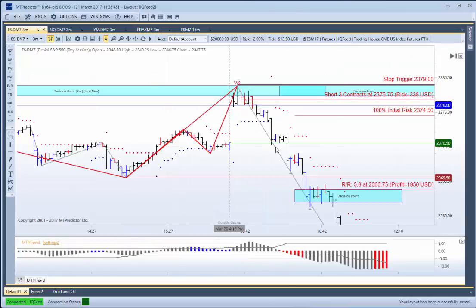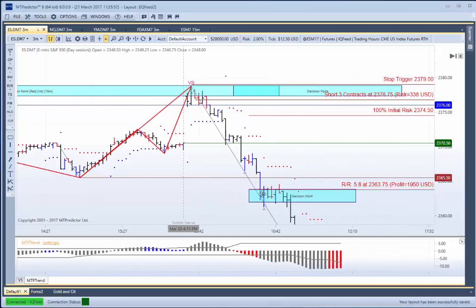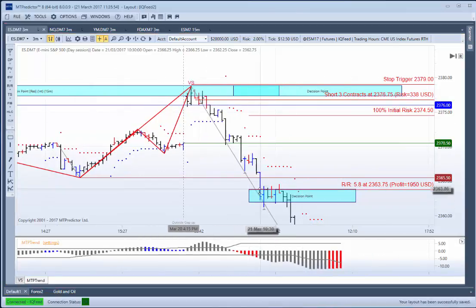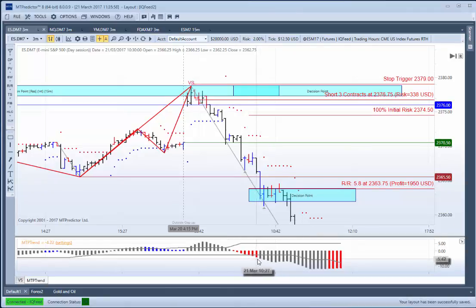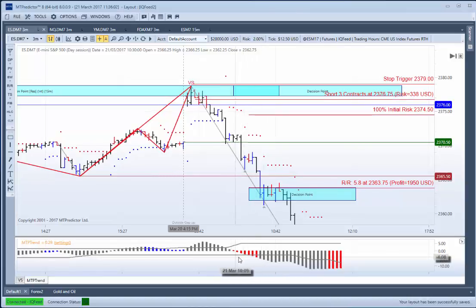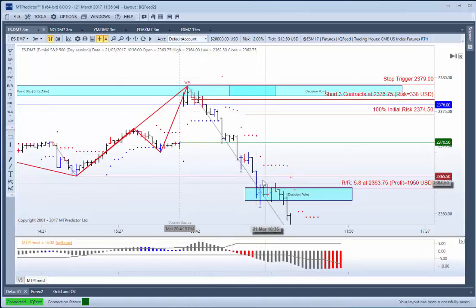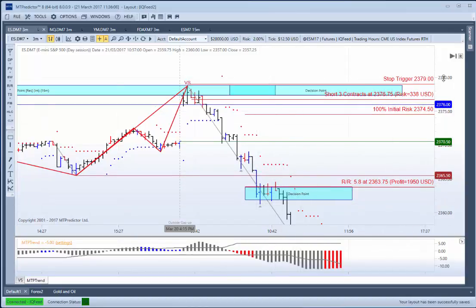on the ES the market came down into our first target here, where a potential 5.8R profit was available. But when it got to this level here, we then looked to our strength band on our MTP trend. The market had gone beyond the strength band. In other words, this grey strength band here had been exceeded, therefore we swapped to our ATR stop. In other words, our red dots for our trade management.